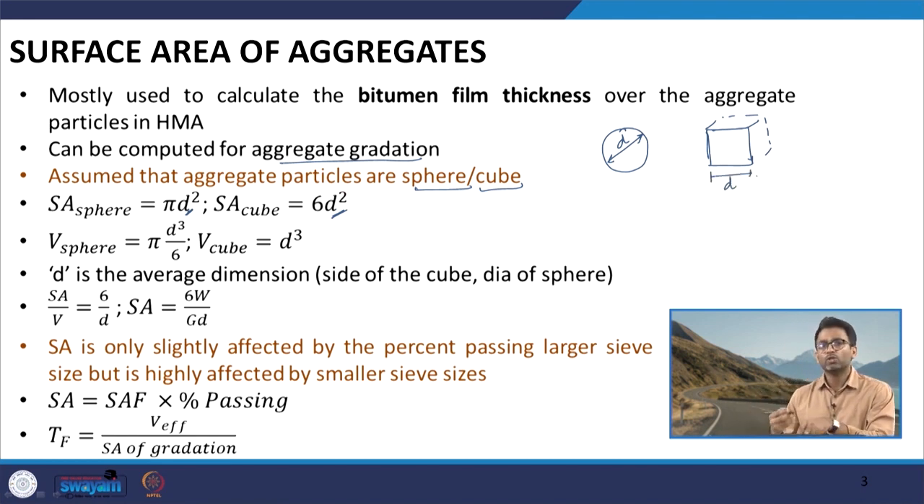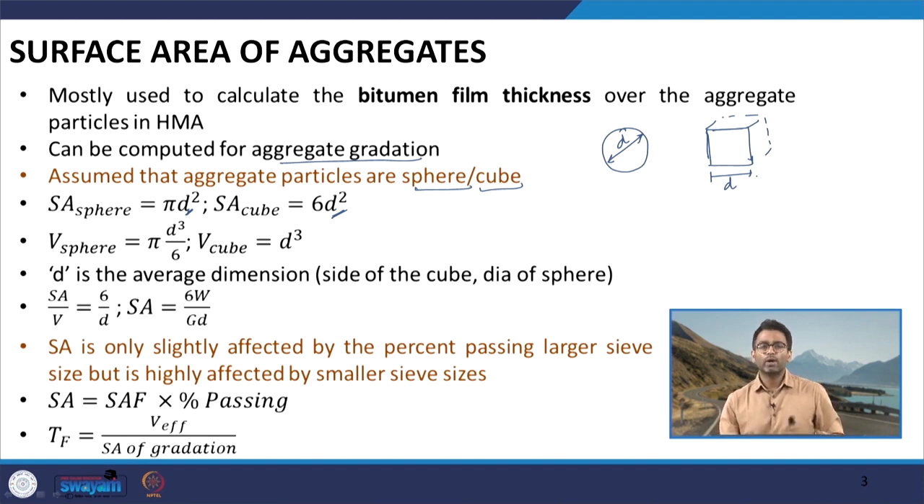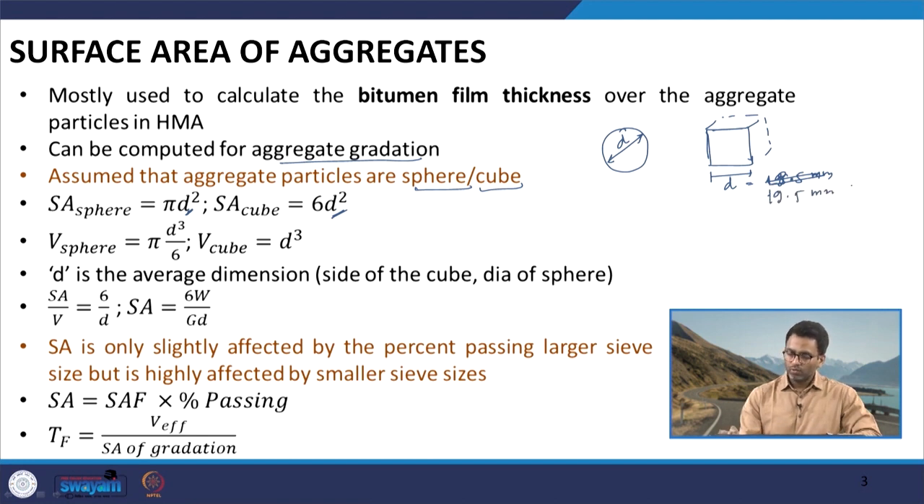Now, the reason for assuming this is that we typically use sieves to quantify the size of the aggregates. So, let us say it is a purely cubical aggregate or purely spherical aggregate, and let us say the value of d here is 19.5 mm, whereas the diameter of this sphere is also 19.5 mm.